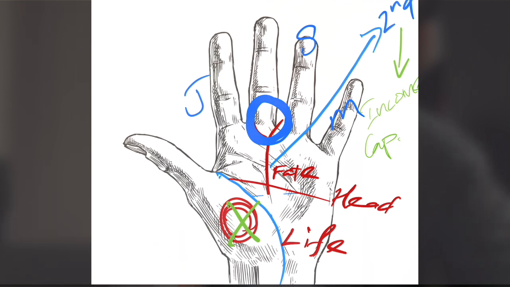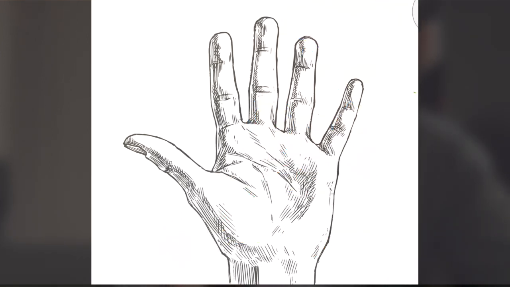So if you had a really jagged one, I think it would be best to just rub everything off and just go through it. So, straight line over there, right? You can have crisscrossing of the headline, right? And then you've got your heart line over here.